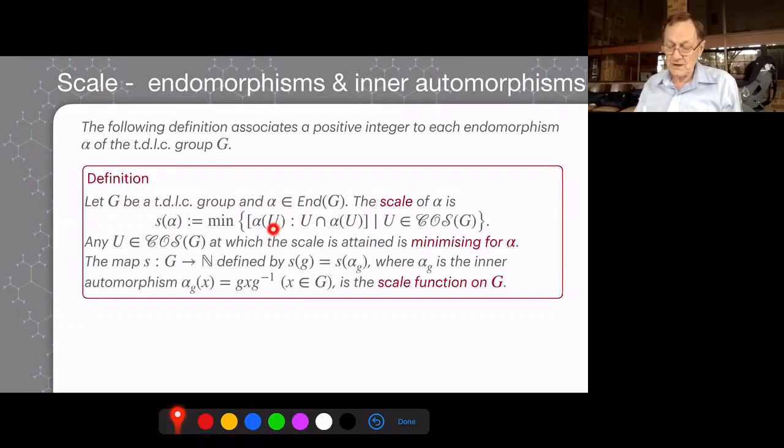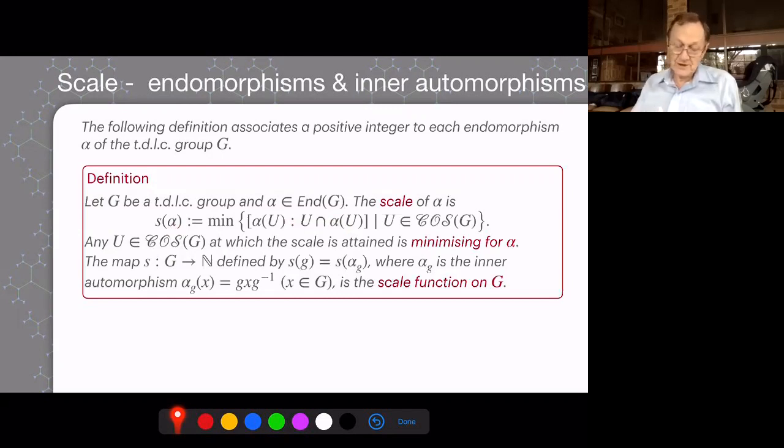What we do is we apply our endomorphism to a compact open subgroup U. So this is now a compact group. It might not be open. And then we consider the intersection of our original compact open subgroup with this image. So this will now be an open subgroup of a compact group, and so this index is finite. So for each compact open subgroup, we have some positive integer computed in terms of the endomorphism and that compact open subgroup. It's just this index. And the scale of the endomorphism is just the minimum of all those positive integers.